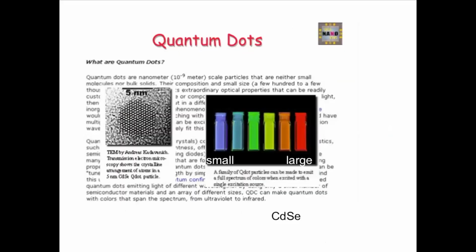So next to metal nanoparticles, we also have quantum dots. Quantum dots are also small particles, but they are made of semiconductors. Cadmium selenide quantum dots. And here we have a very special effect because the size determines the color of emission. Small particles give off blue emission. Large particles give off red emission under a UV lamp.